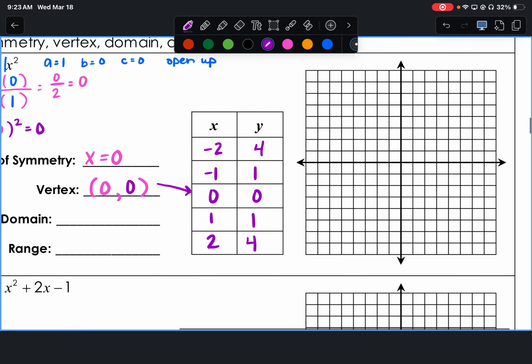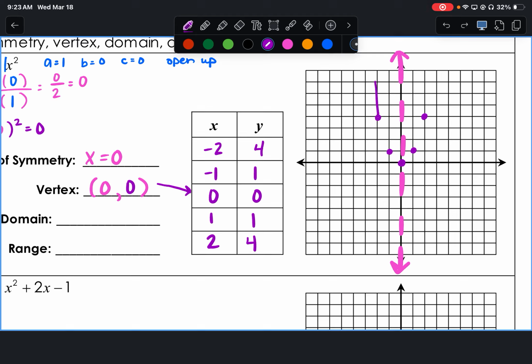So over here, we're going to plot our axis of symmetry using a dashed line. And we're going to plot all of our points. So we're going to do -2, 4, -1, 1, 0, 0, 1, 1, 2, 4. And then draw in your parabola.